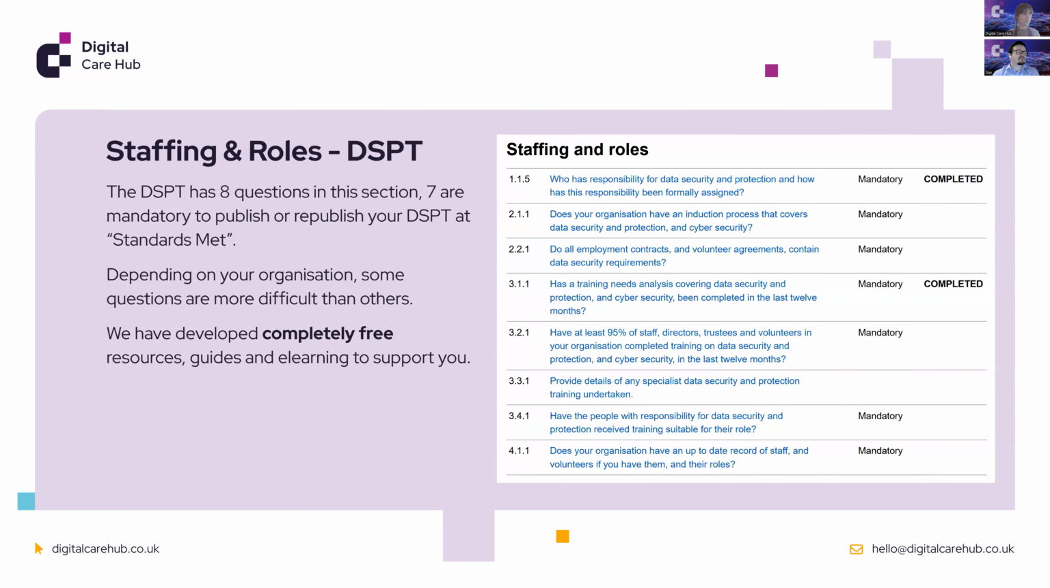Okay, so looking at some of the questions then. There's 8 questions in the staffing and roles section of the DSPT. Some are more difficult than others, and that's true for pretty much everything throughout the DSPT. 7 of those are mandatory for you to be able to publish your DSPT at standards met. The one that isn't mandatory is, you'll see on the screen, hopefully, 3.3.1, which is provide details of any specialist data and security training that you've undertaken.